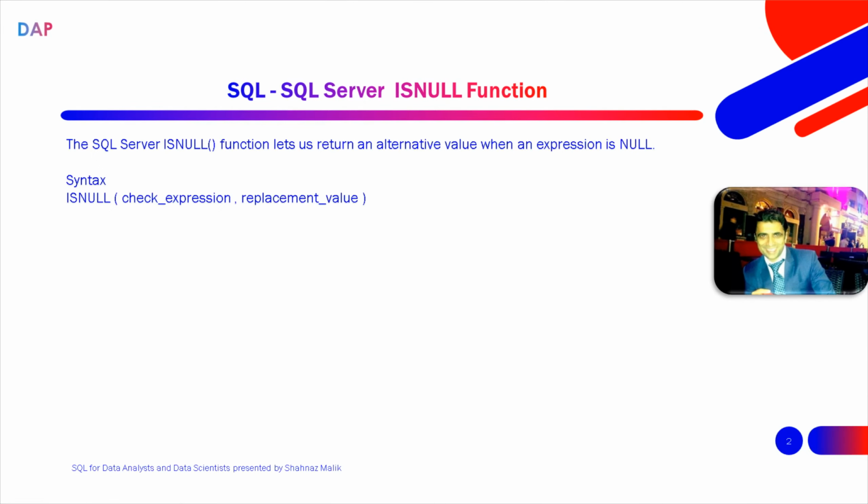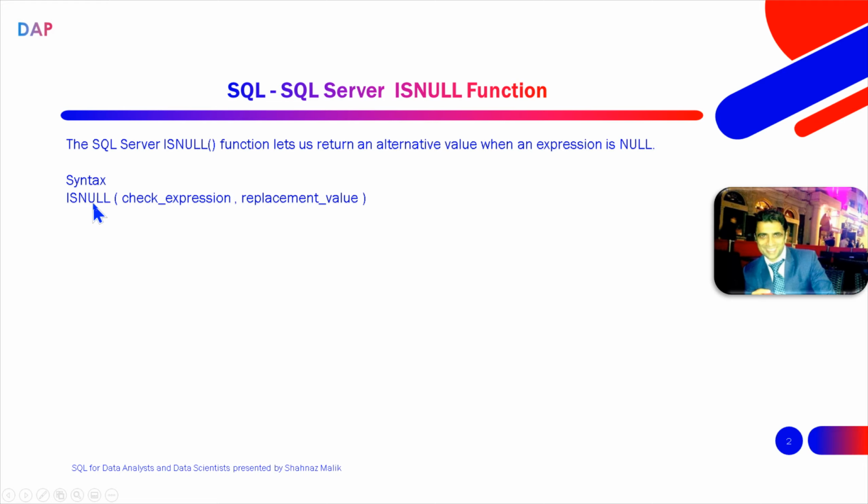Now let me keep it simple and to the point, without any details that could be read from the documentation. The SQL Server ISNULL function lets us return an alternative value when an expression is null. It's as simple as it is on the screen. So the syntax is simple.